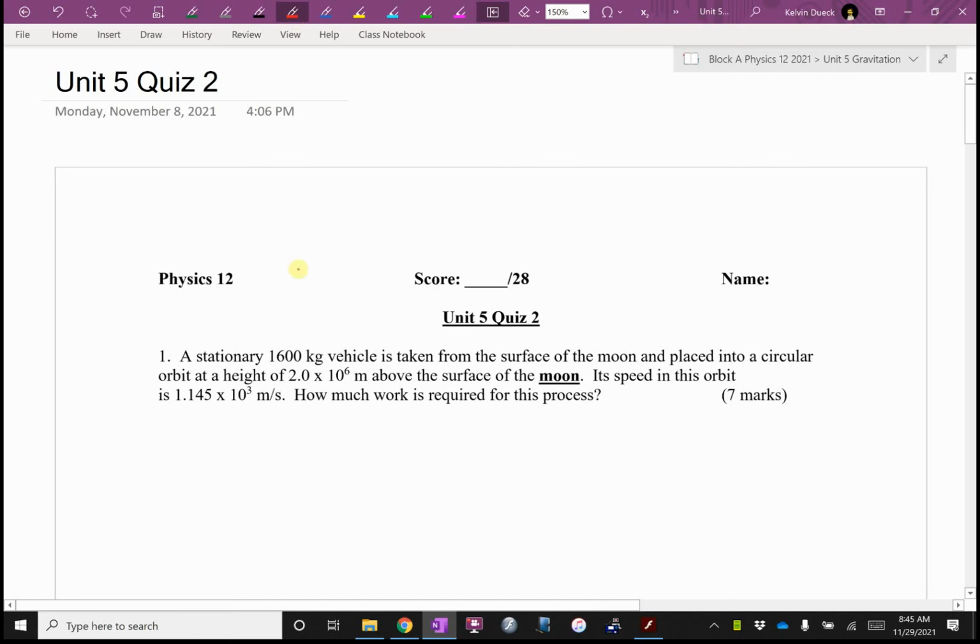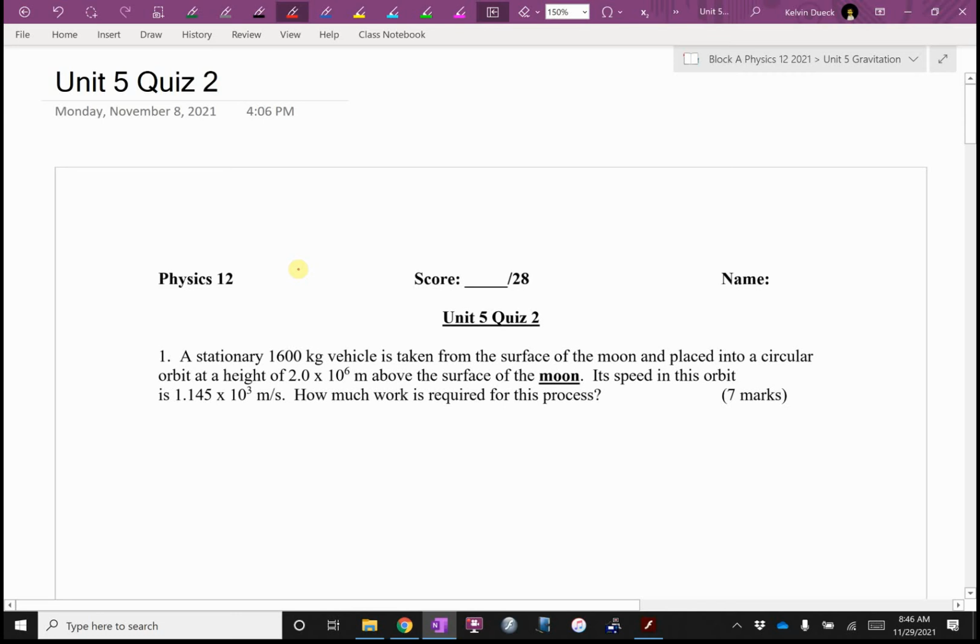So what are you going to see on the written section of your test? You can definitely expect a work question. Maybe two, maybe one. How much work to lift something in orbit? Sorry, bad choice of words, Mr. Dick. How much work to lift something into outer space but not put it in orbit?